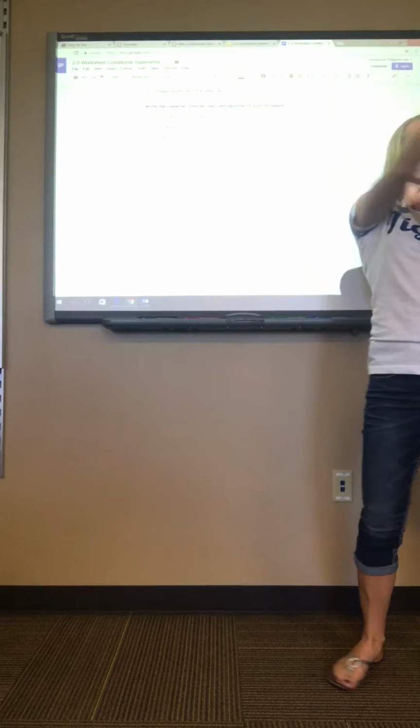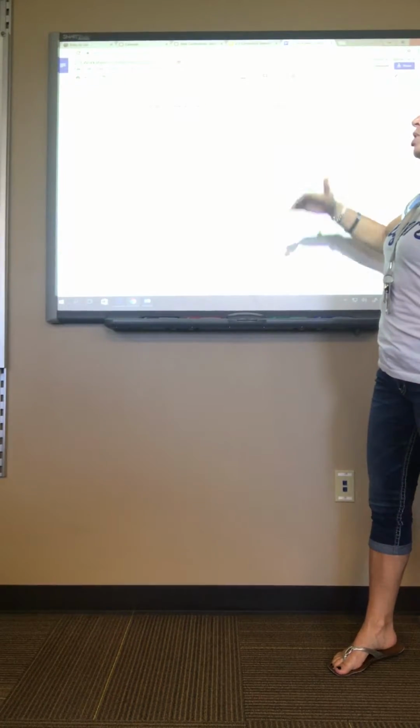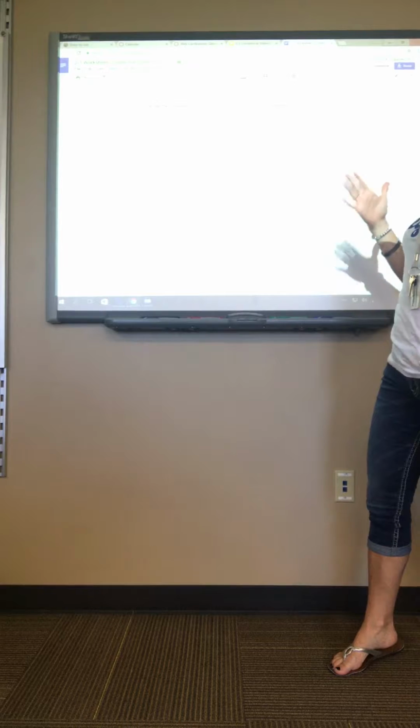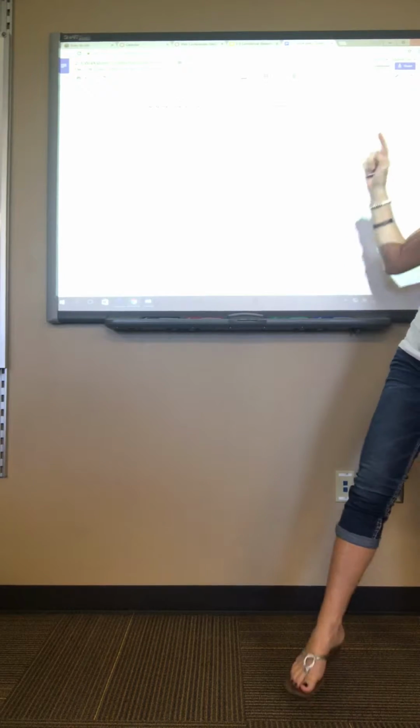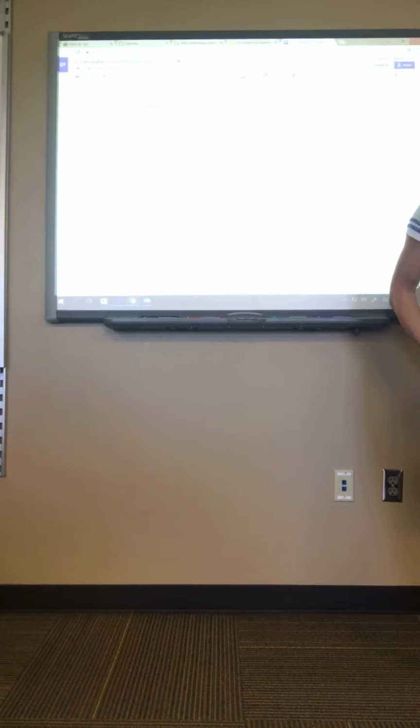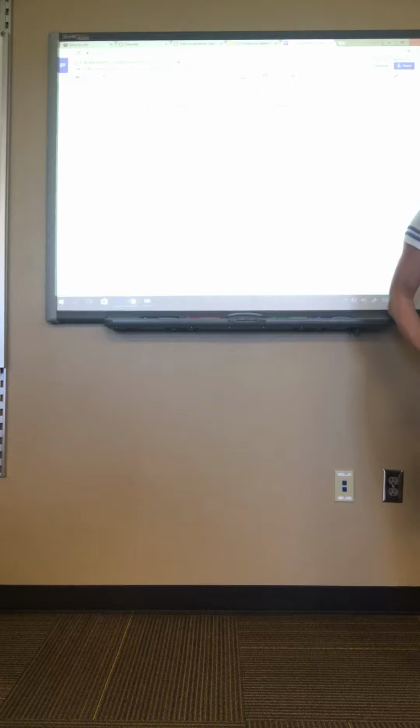But the converse is just the flip. So it says, if a bird is an ostrich, then it cannot fly. Well, first of all, what's the subject of that statement? A bird is the subject. If a bird happens to be an ostrich, then it can't fly.